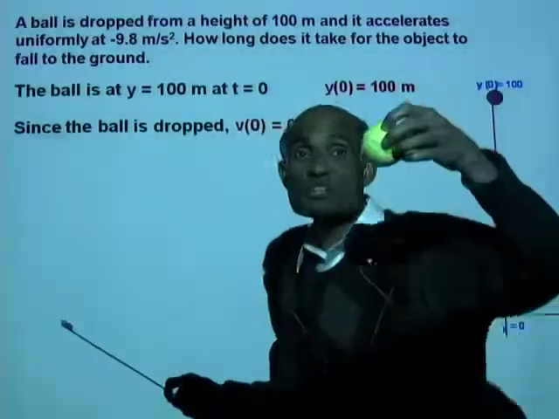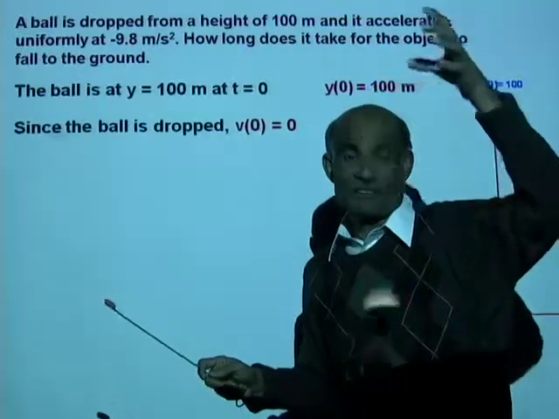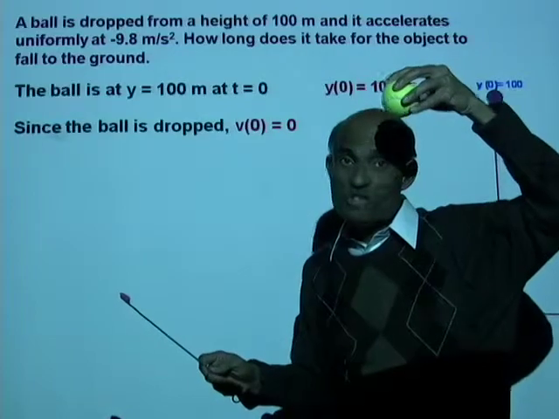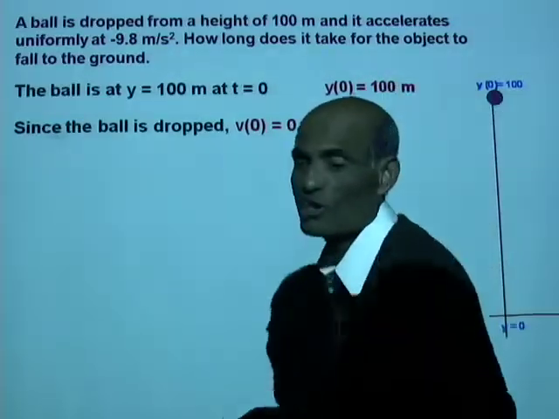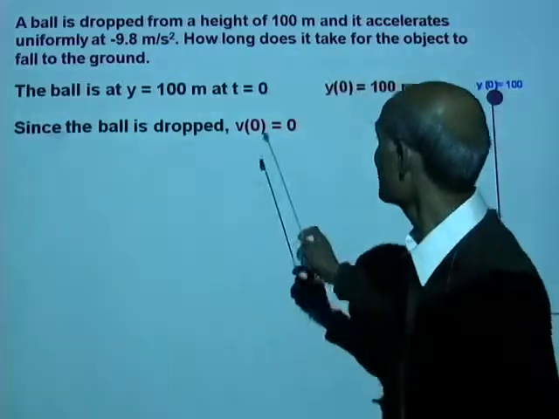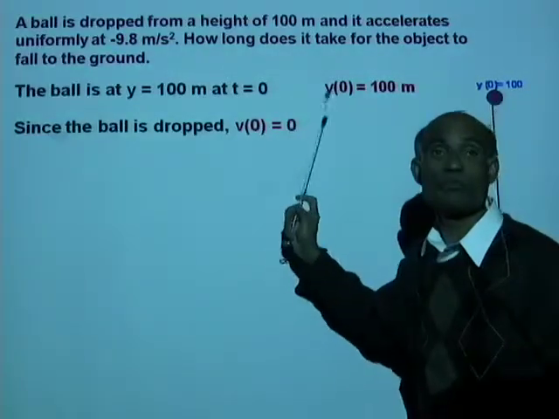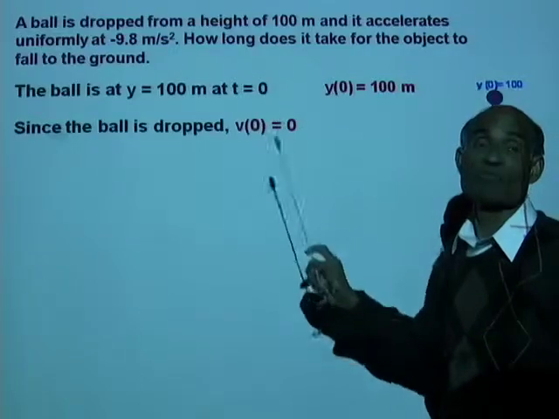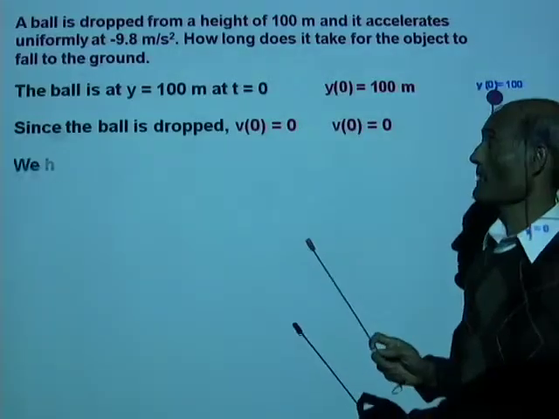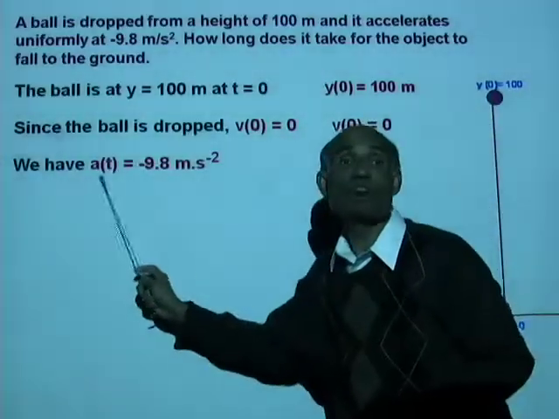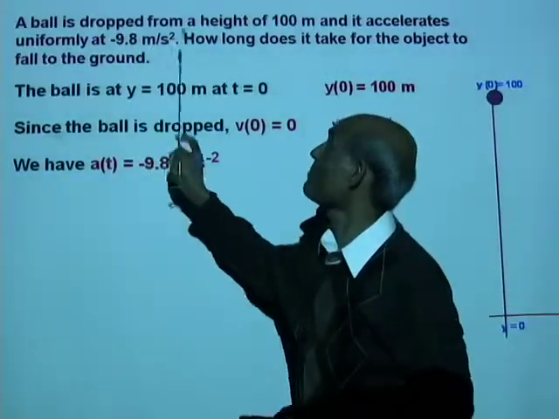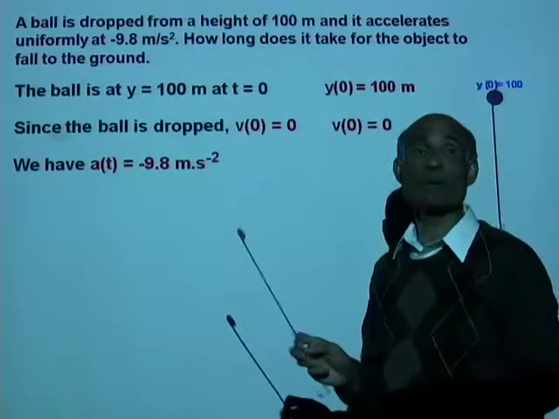What is its initial velocity? Well, initial velocity is 0 because it is dropped. Nobody used any force to throw it down. So we say initial velocity V0 equal to 0. So we know Y0 is 100 meters, V0 is 0. Okay. And we know the acceleration function. Acceleration is negative 9.8 meter per second squared.